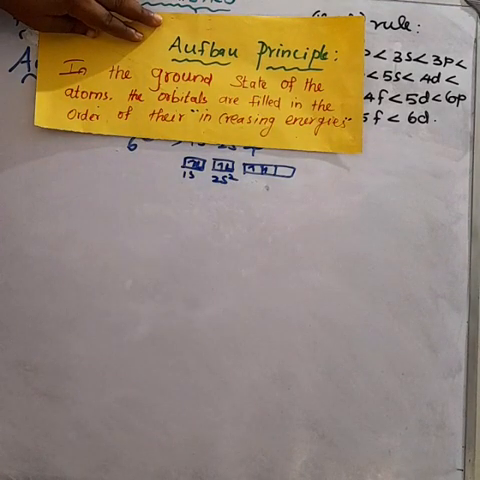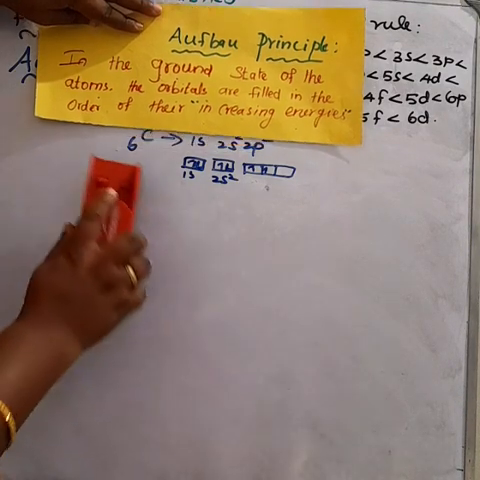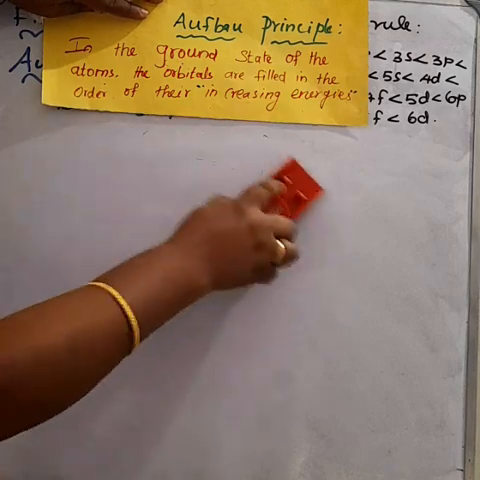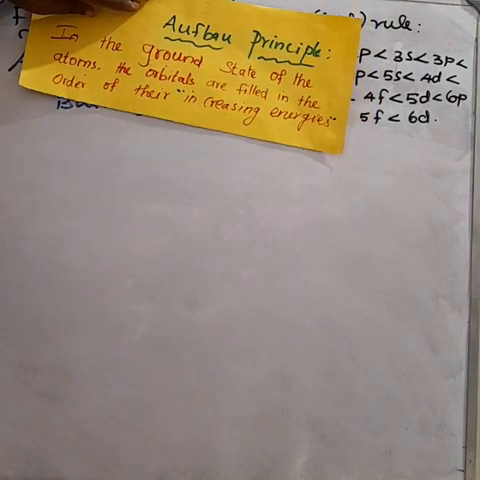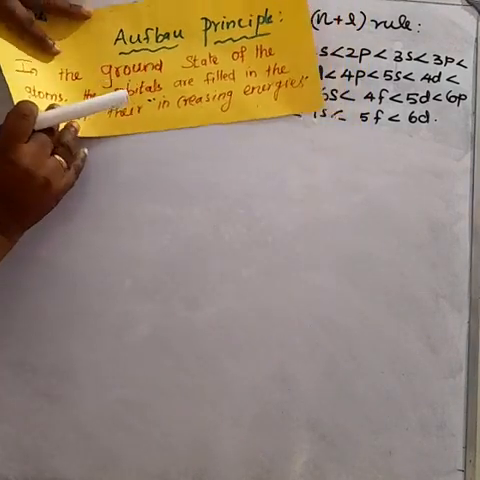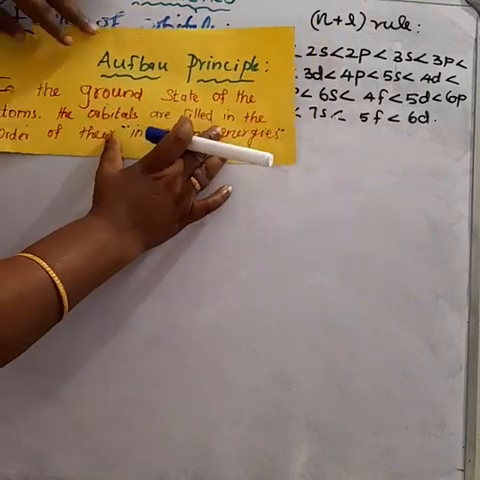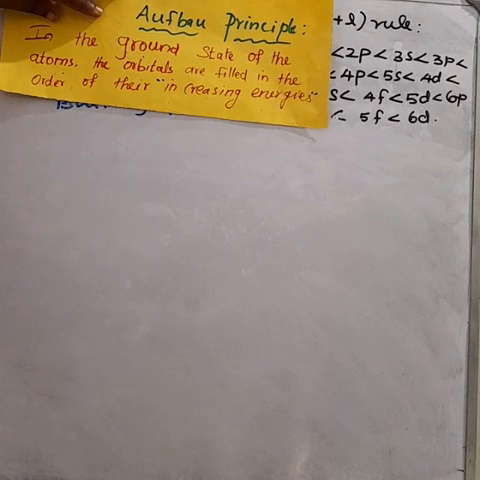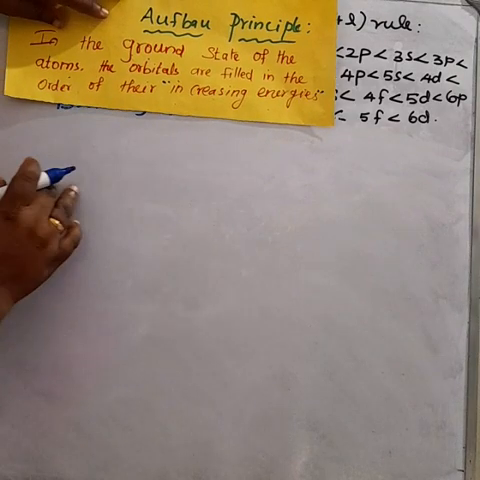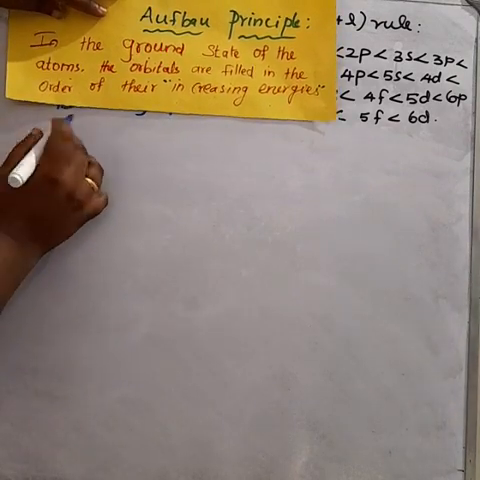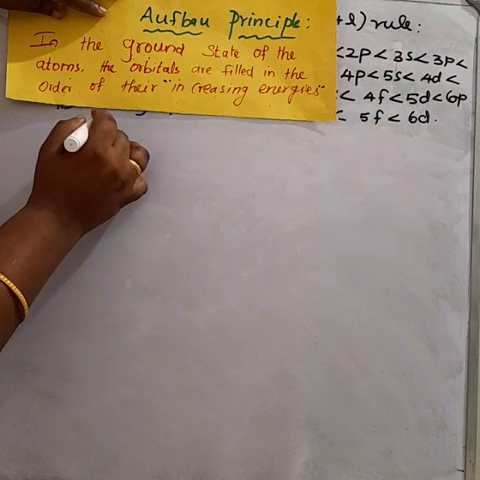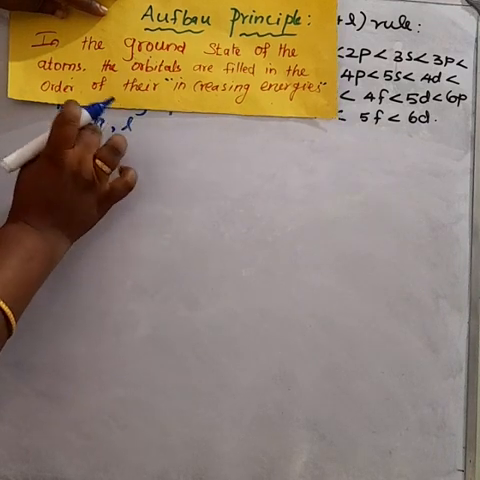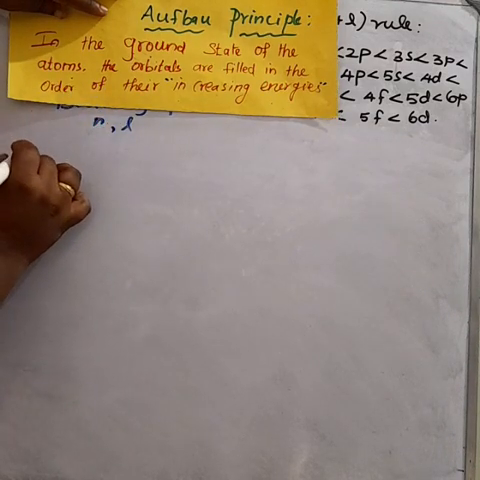Now I am going to draw the diagram based on the Aufbau principle. How will you fill the orbitals according to the Aufbau principle? First of all, know the quantum numbers clearly, the principal quantum number and the azimuthal quantum number. The principal quantum number n equal to 1 means what is the l value? l is equal to 0.